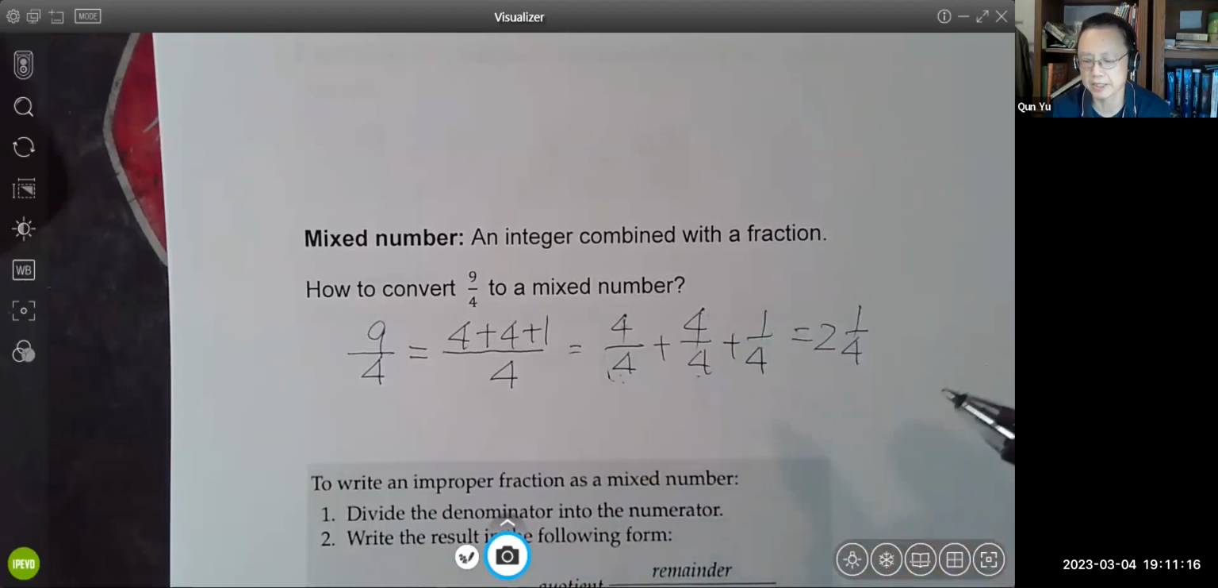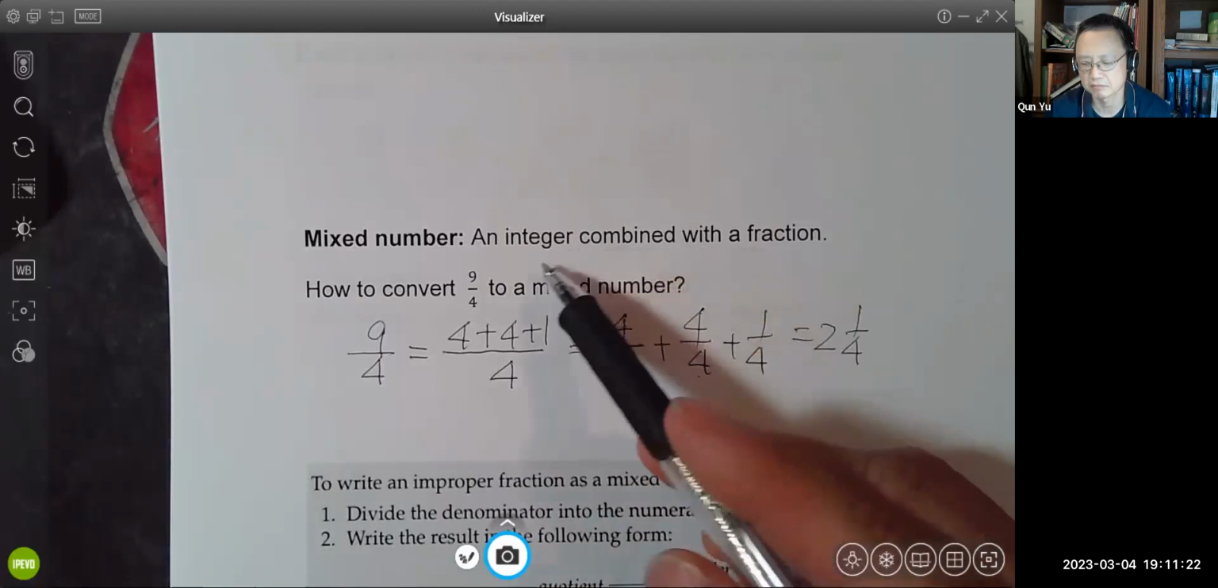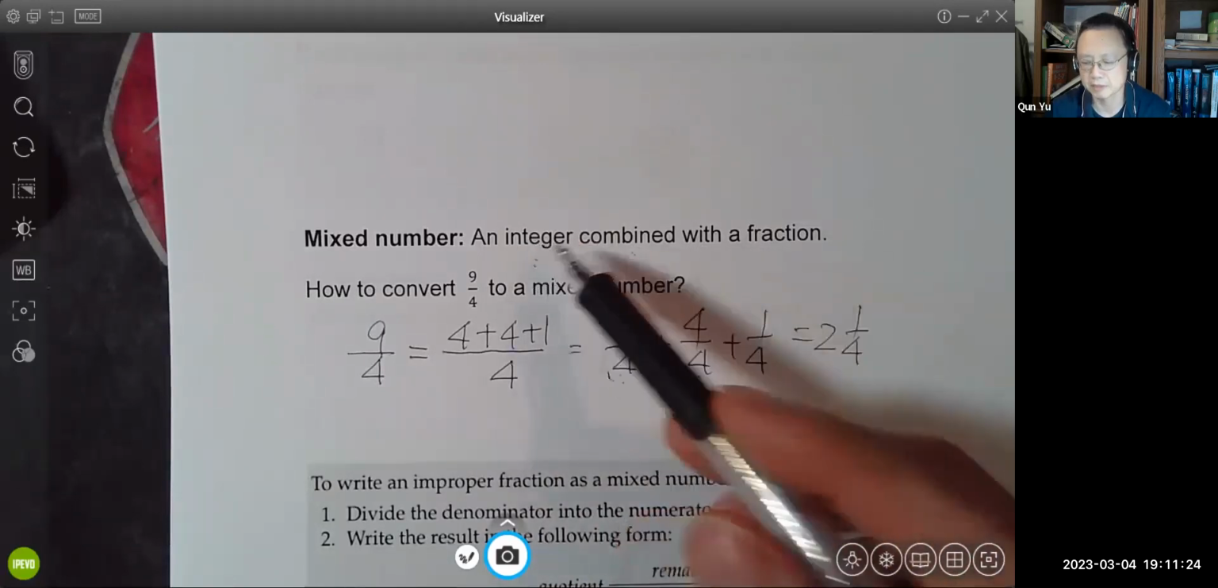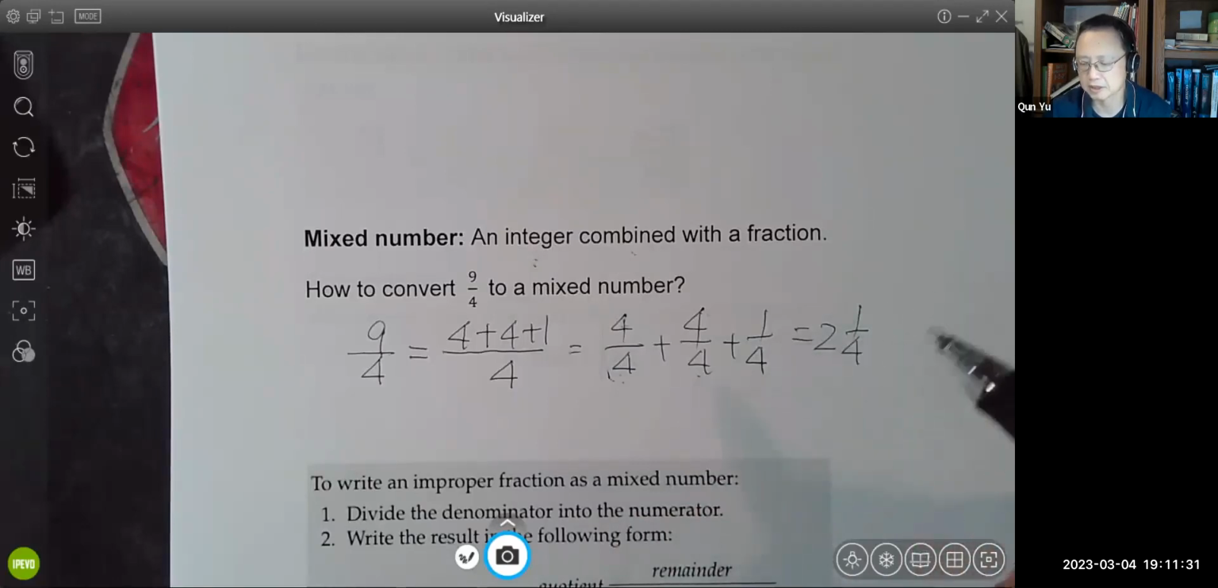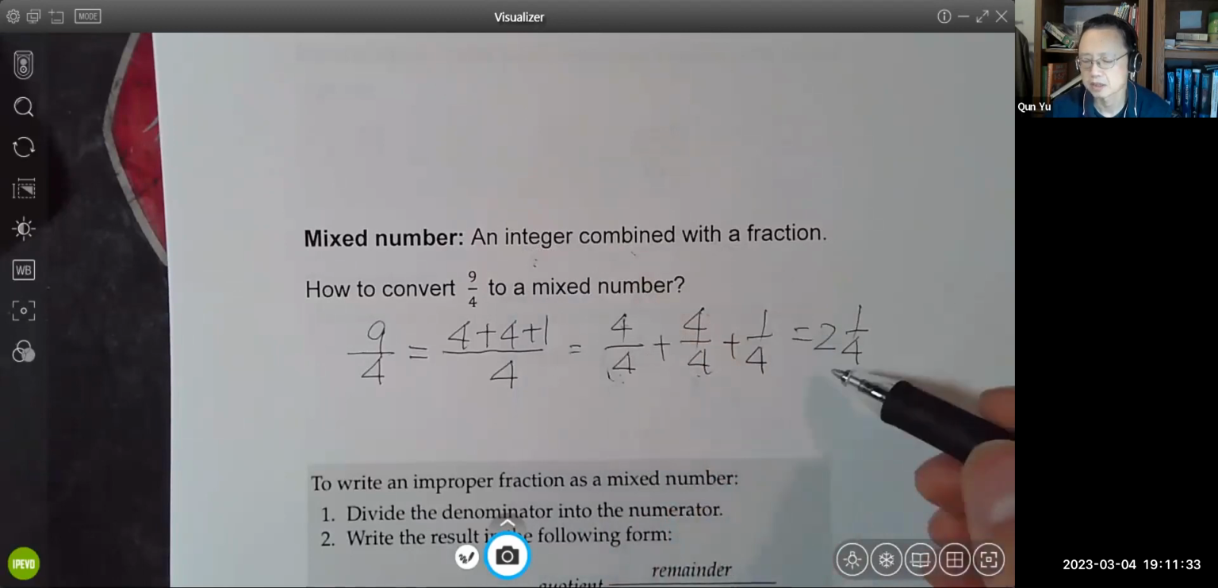That's how we write a mixed number. A mixed number is just a combination of a whole number and a proper fraction. They say integer because we could have a negative mixed number, a negative whole number. Okay, just a whole number. So a whole number and a proper fraction.